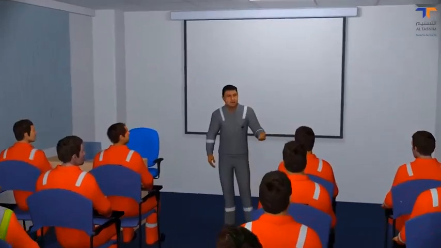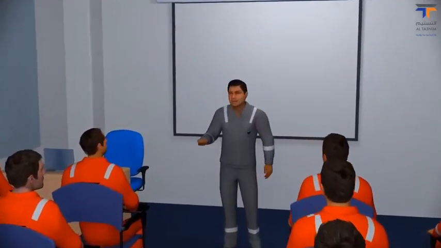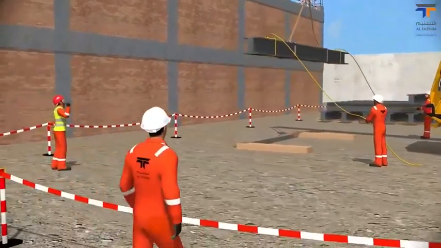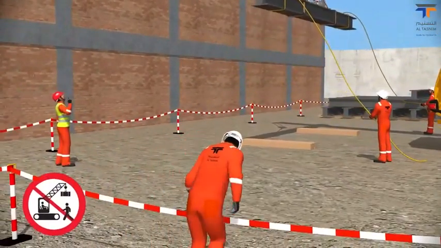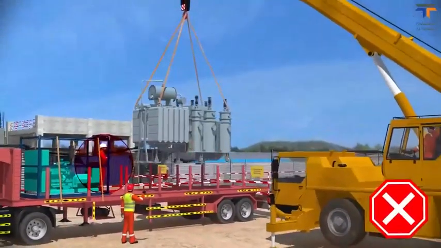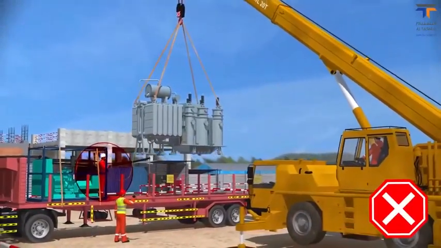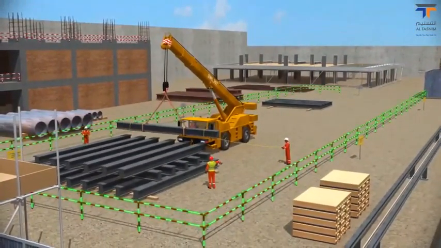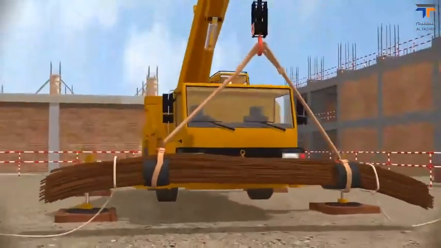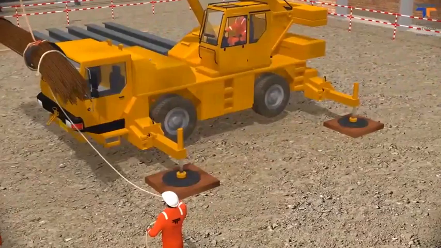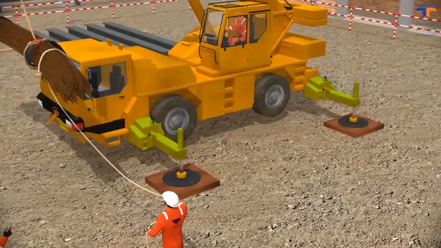Now, let us understand the safety rules to be followed while lifting operation. No person shall be allowed in the cordoned area other than the banksman and helpers. No person shall be allowed on the trailer and on the crane while loading and offloading. Safety barricading should be secured in the working area around the crane. Land should be even and hard. Outrigger should be fully extended.